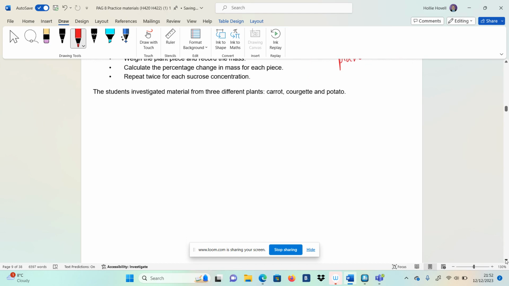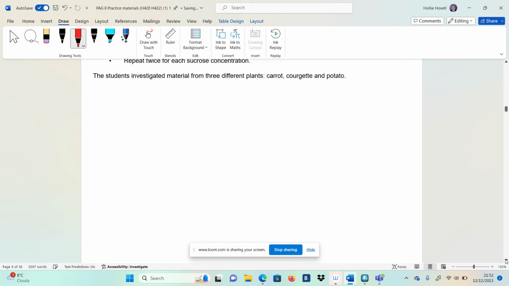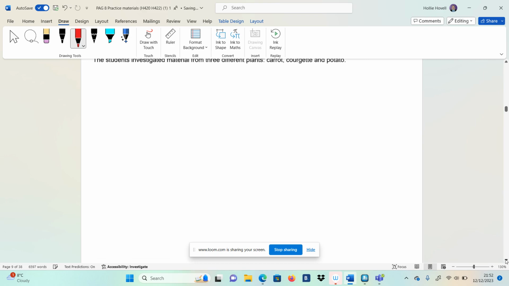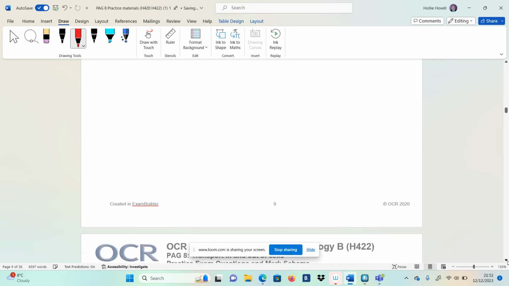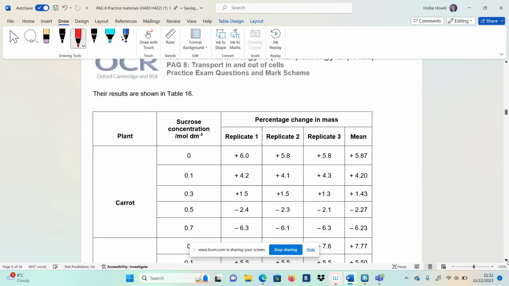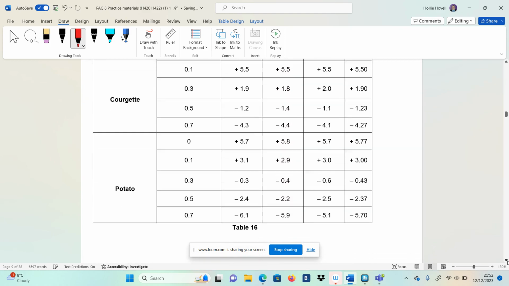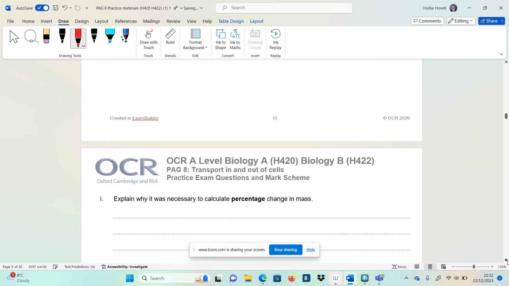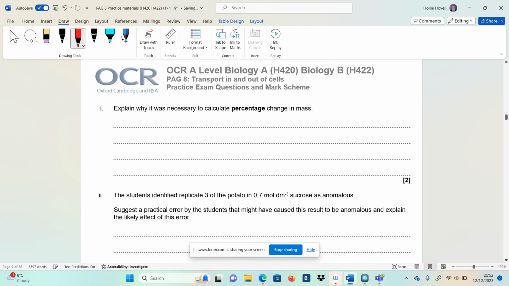Repeated twice more. Okay, so they investigated carrot, courgette, and potato. So hopefully all this is nice and familiar. Oh, let me go down. Yeah, the results are shown in the table. Nice and familiar, very similar to the earlier question. Explain why it was necessary to calculate percentage change in mass. So why didn't they just calculate the change in mass? Why did they calculate the percentage change in mass?